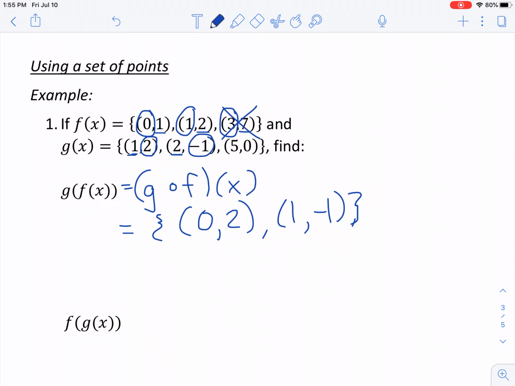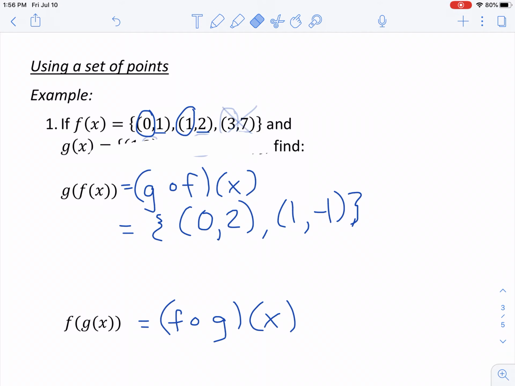Okay, so let's do the other way around. So we're going to do fog, or f of g of x. So now g is the inner function. So I'm just going to erase this. So now we are starting with g.